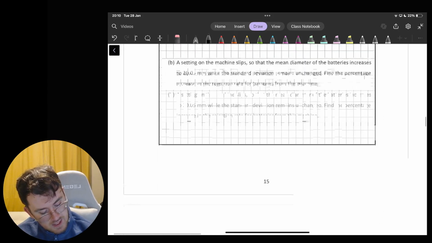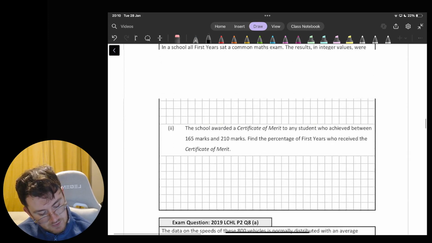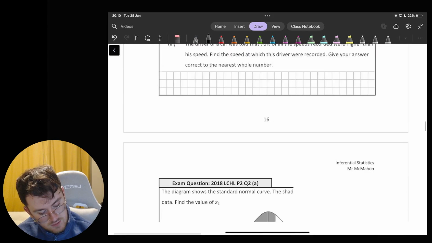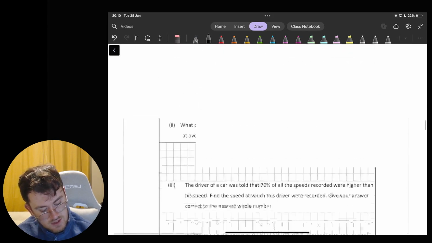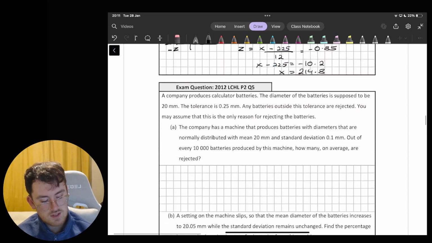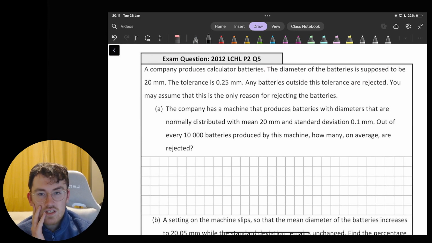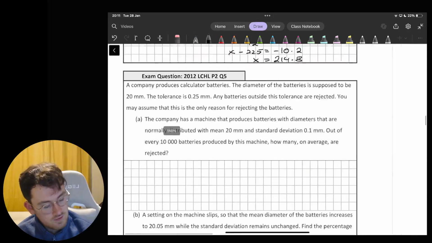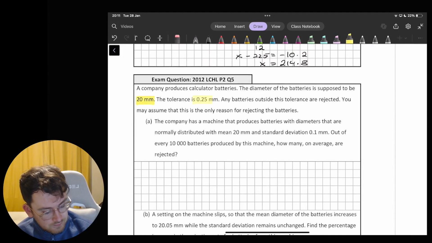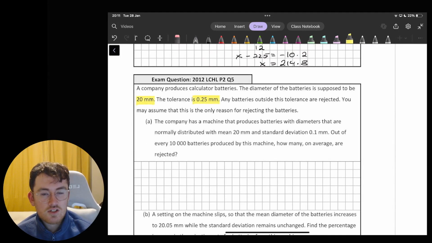Okay, so we look at some of the other examples here. There's a lot of different ones coming up across these questions, but we'll fly through some more of them because I think there are a lot of good examples in this. A company produces calculator batteries. The diameter of the batteries is supposed to be 20 millimeters. The tolerance is 0.25 millimeters. Any batteries outside this tolerance are rejected. You may assume that this is the only reason for rejecting. The company has a machine that produces batteries with diameters that are normally distributed with a mean of 20 and a standard deviation of 0.1. Out of every 10,000 batteries produced by this machine, how many on average are rejected?